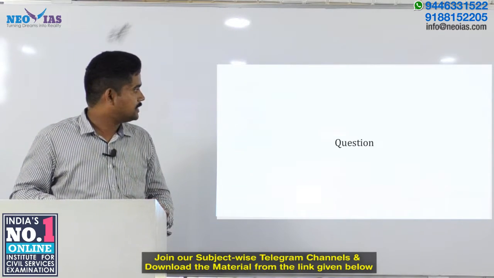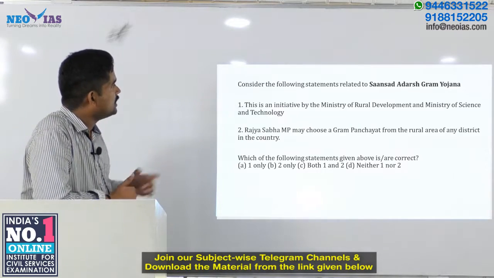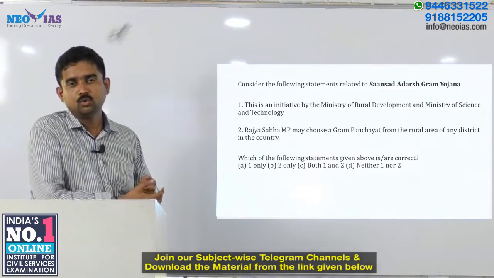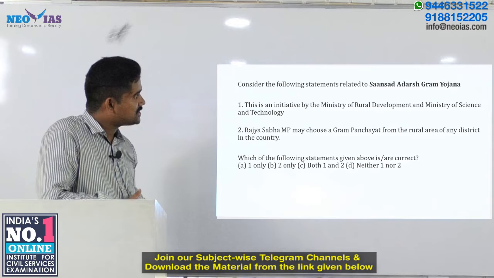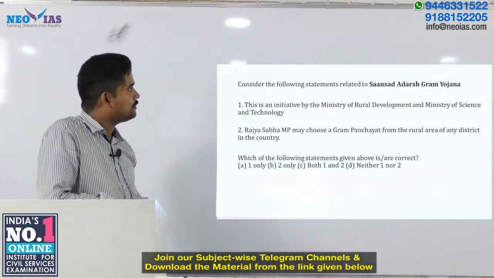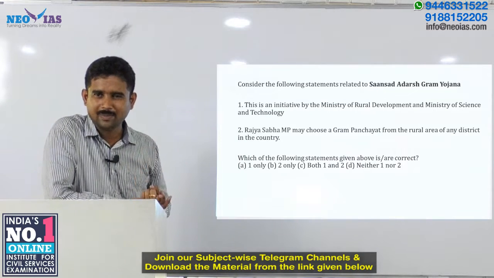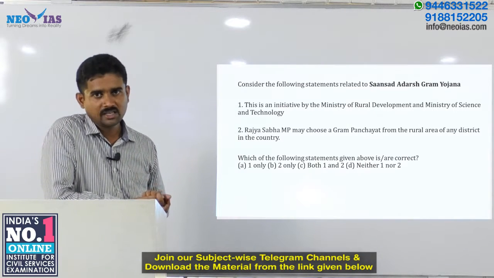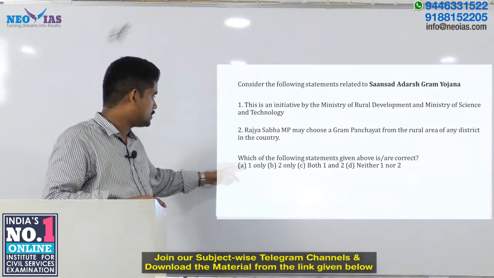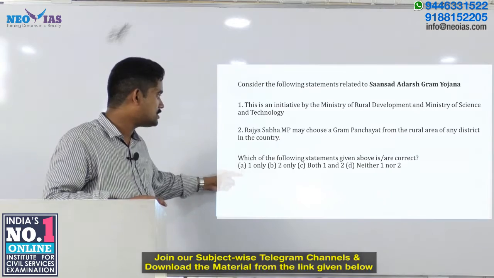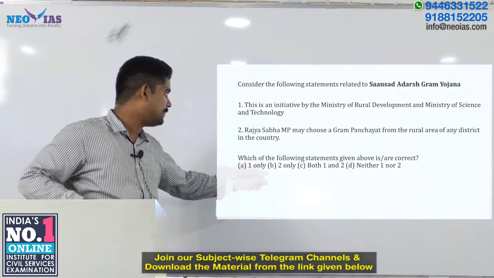That is the crux of the scheme, and we will now see a question which is specific to Saansad Adarsh Gram Yojana. Consider the following statements related to Saansad Adarsh Gram Yojana. This is an initiative by the Ministry of Rural Development and the Ministry of Science and Technology. So we know that this is an initiative by the Ministry of Rural Development, but Science and Technology is not the key ministry involved in this one, which makes the first statement false. So option A is false, as well as option C is eliminated, and the remaining options are B and D for us.